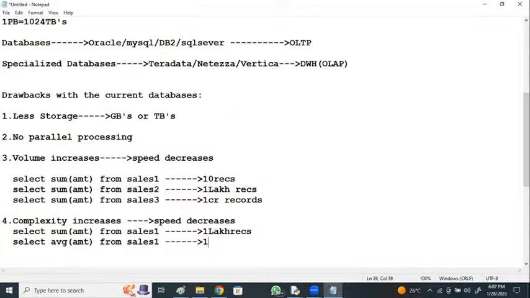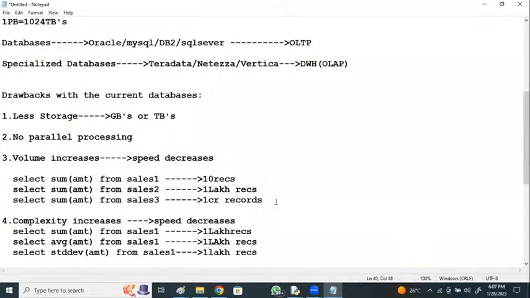Select sum of amount from sales one, 1 lakh records. Average amount from sales one. Sorry, 1 lakh only, assume sales one, same table. Select the standard deviation of amount from sales one. So all this has got 1 lakh records, same sales one only.